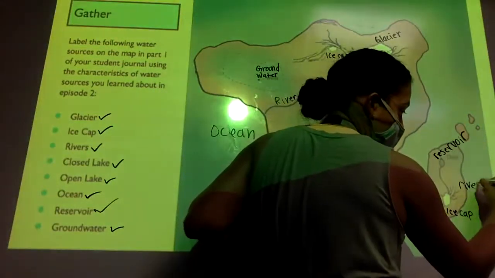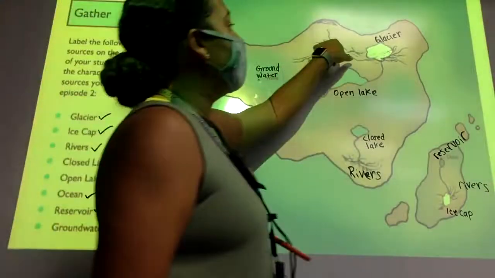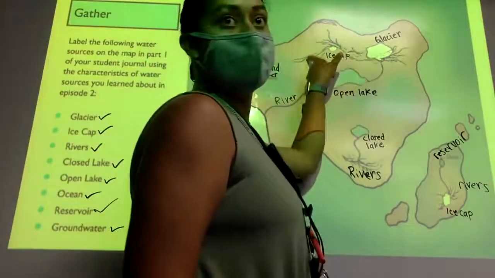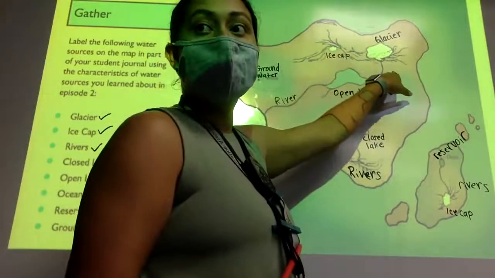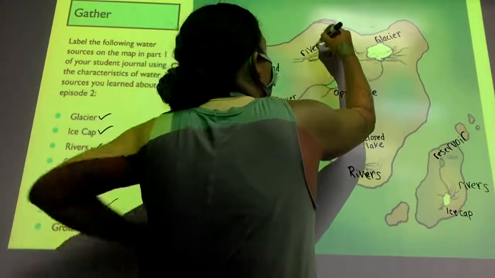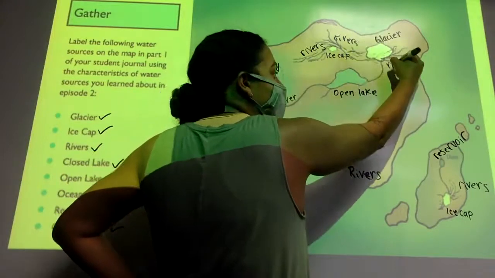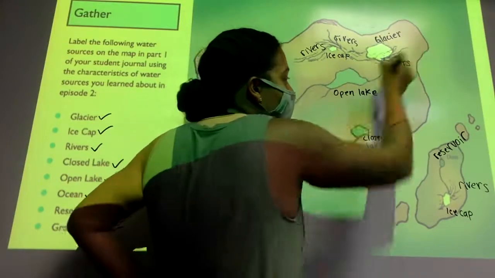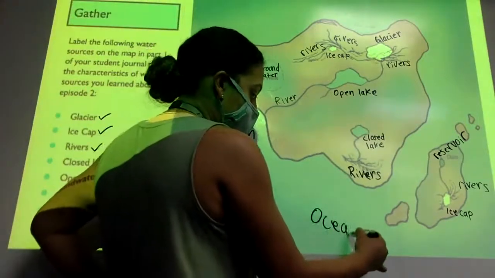Rivers. Okay. And what are these over here that are connected to the ice cap and the glacier? Those are rivers. Rivers as well. Rivers, rivers, rivers. And then all of this out here is ocean.